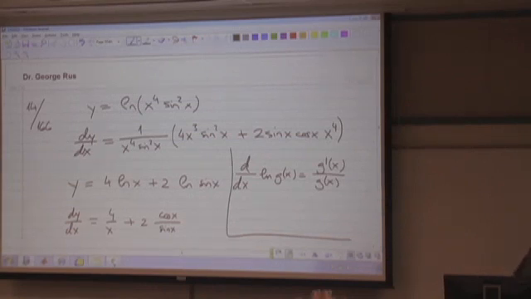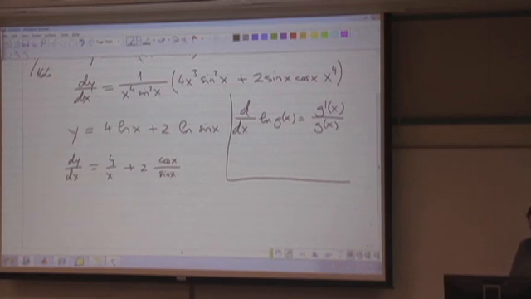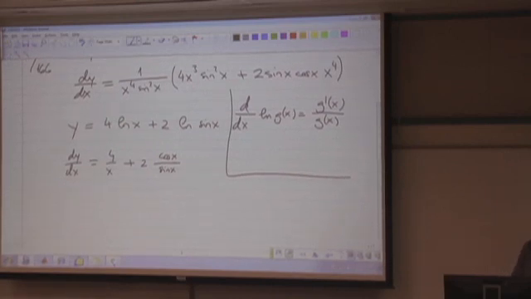What else? Anything else? Yes. Did you do number 16? Number 16? It's big and messy. But it doesn't have to be. Oh. My answer is big and messy. I don't know if I should simplify it.